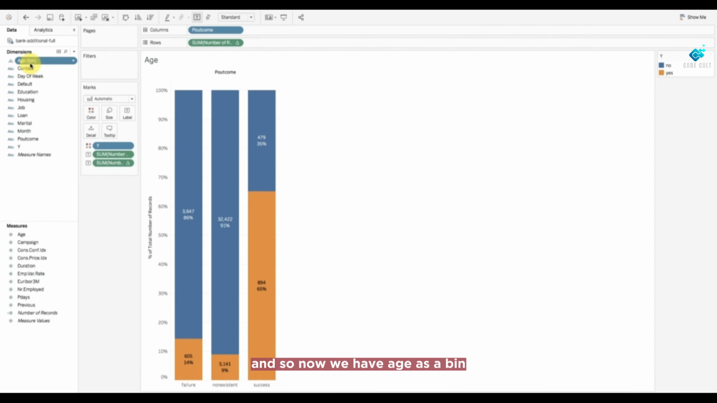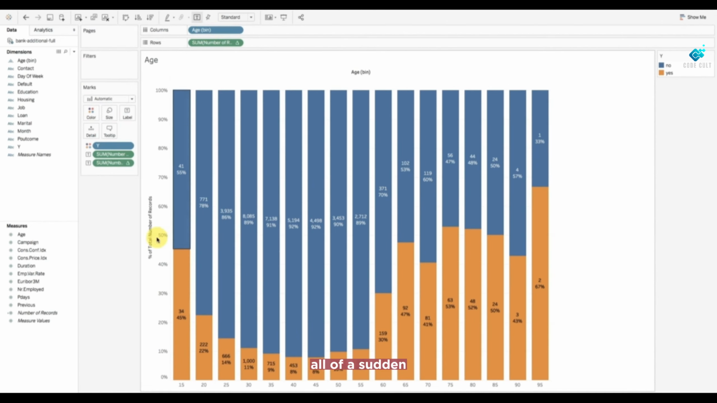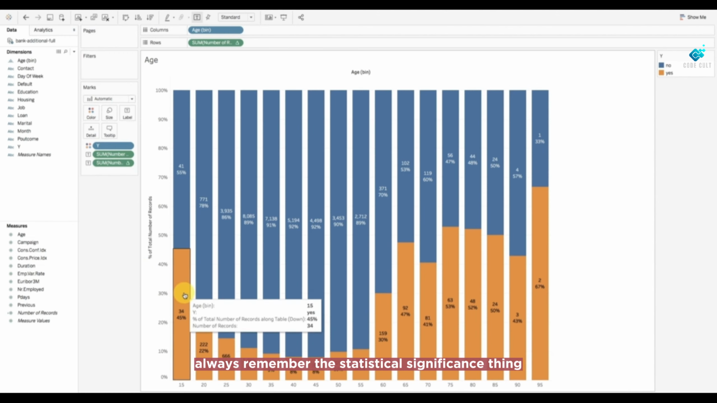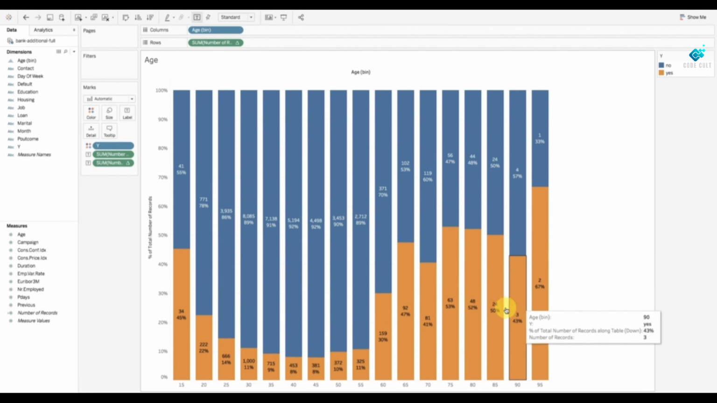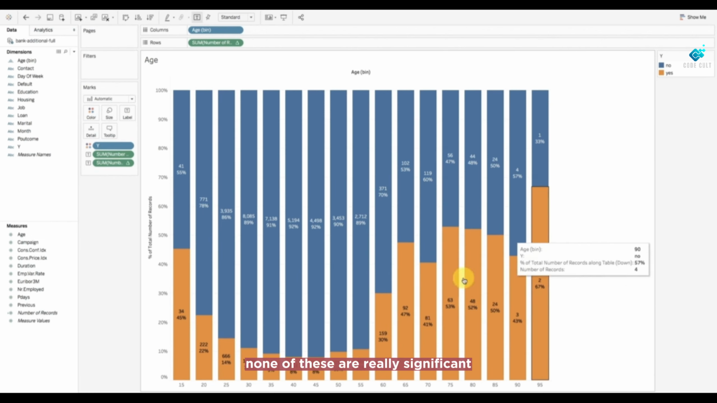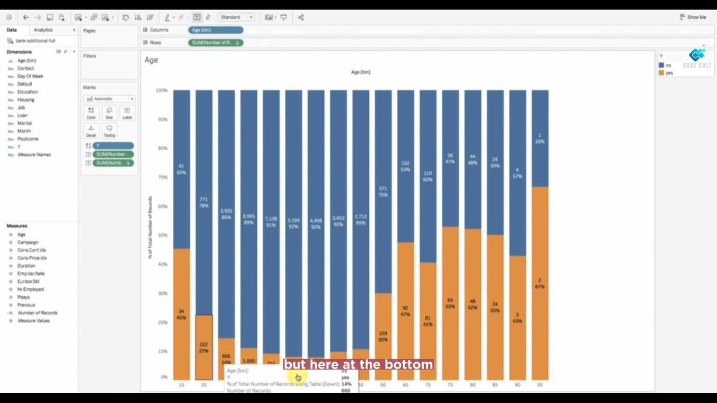And so now we have age as a bin, and we can pull it into P outcome, and bam, all of a sudden you see how the whole thing works out with age. Which people are more likely to take up the offer, which are less. Always remember the statistical significance thing. This is not really significant as well. None of these are really significant. But here at the bottom, you can see that something interesting is happening, right?